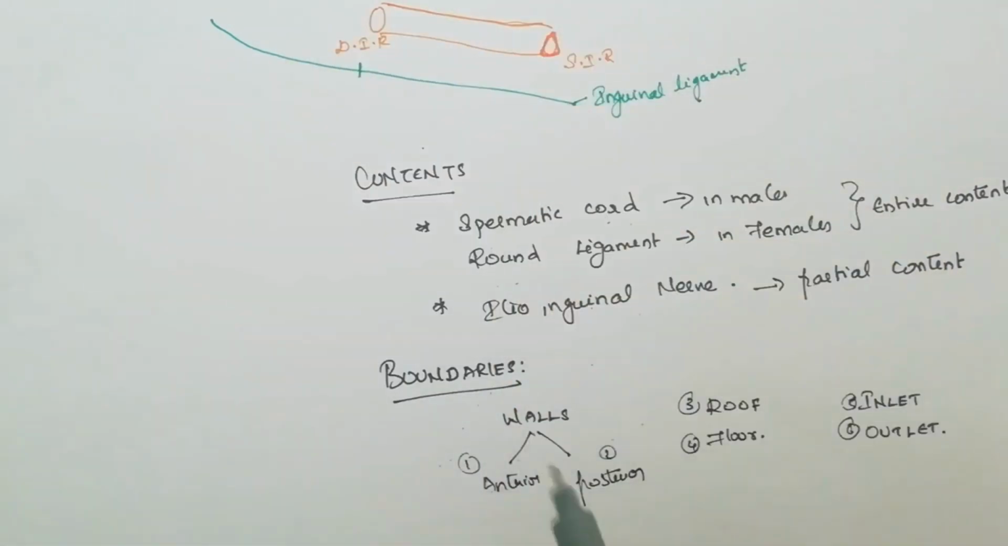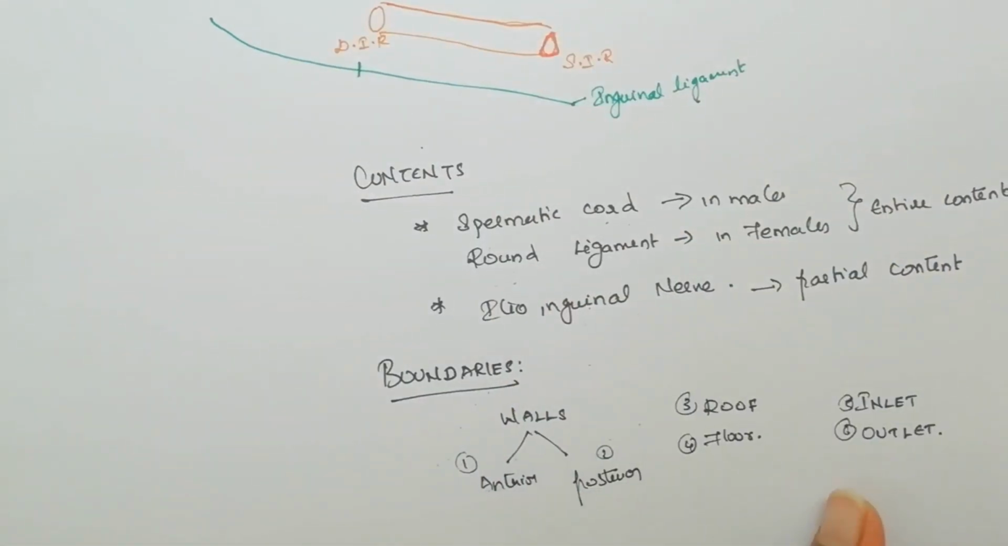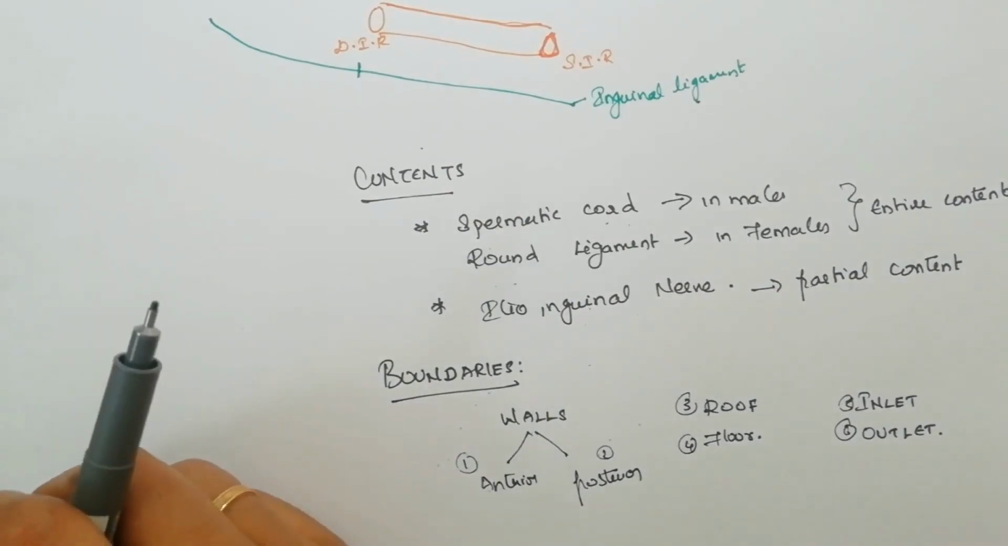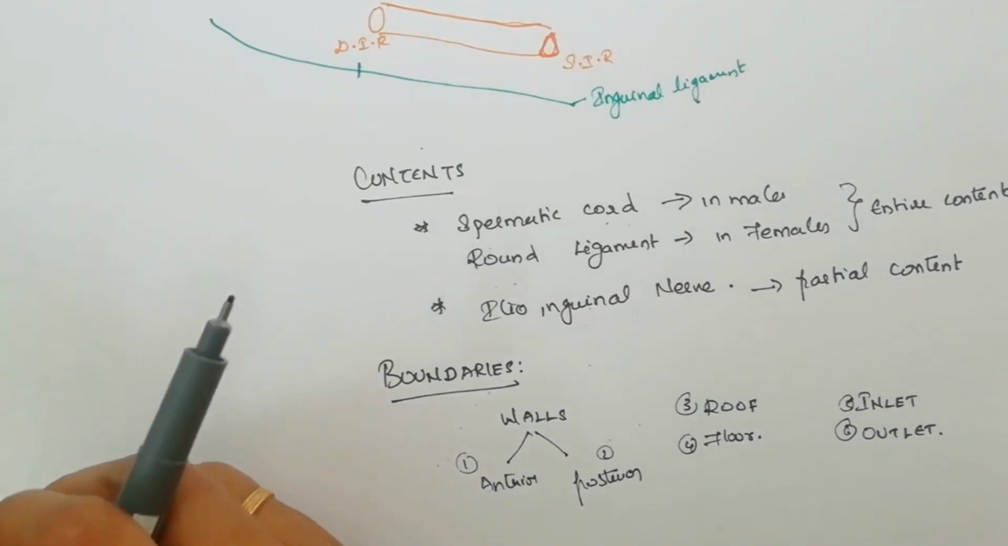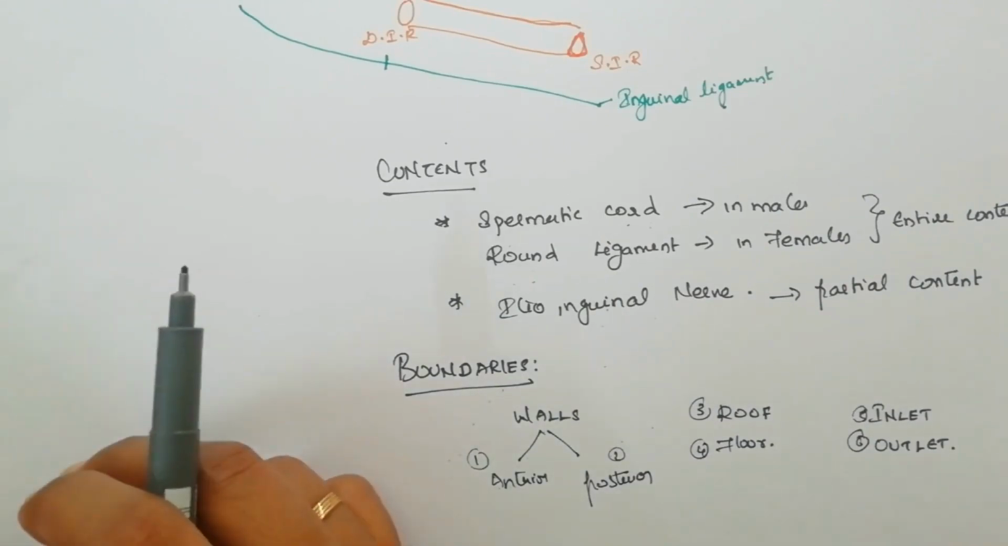About these things we are going to deal in this video. We are going to see a schematic representation of how it is bounded in all these ways. So first we are moving on to the anterior wall. The first thing we are going to see is the anterior wall.